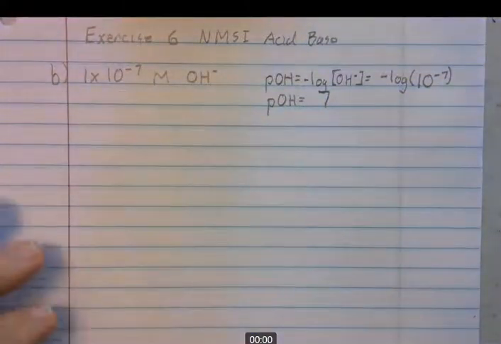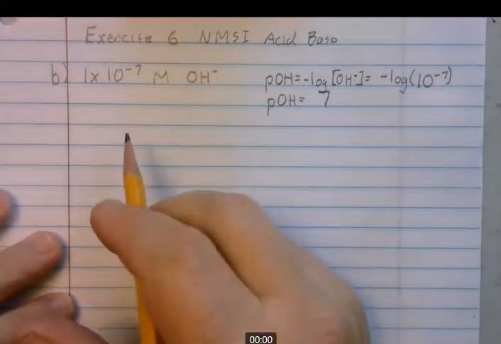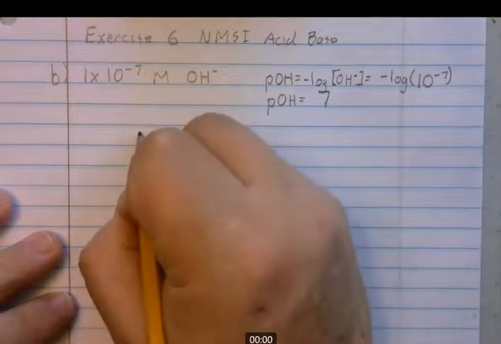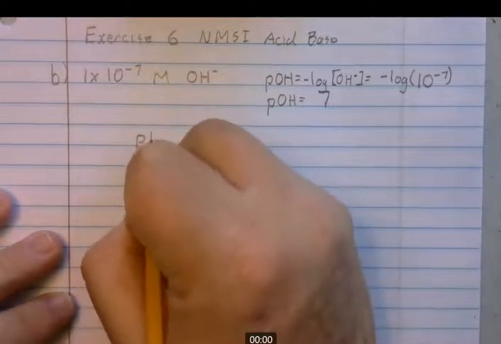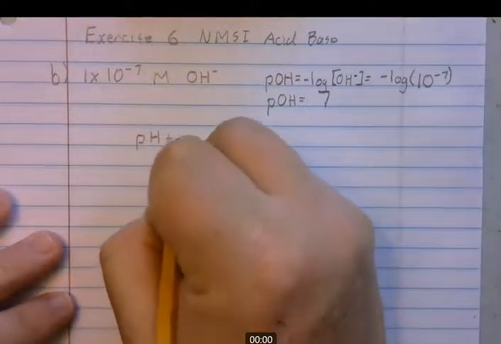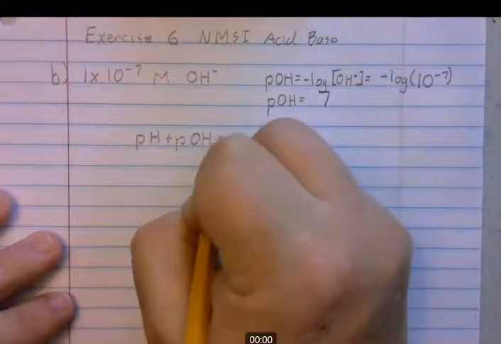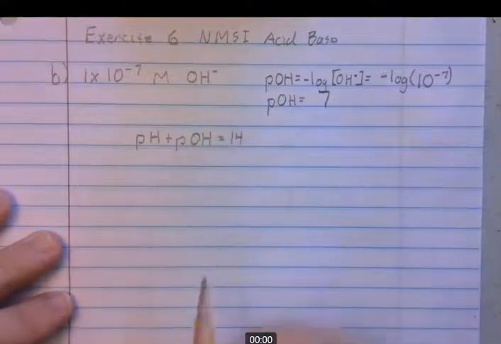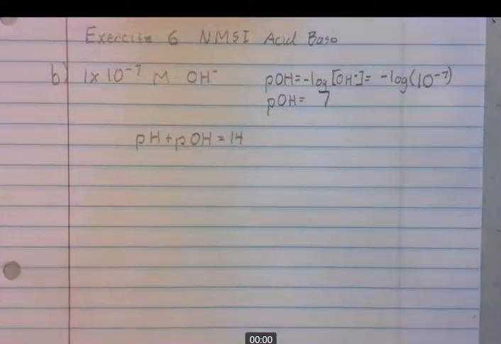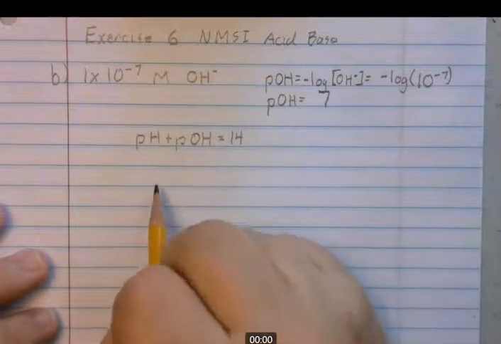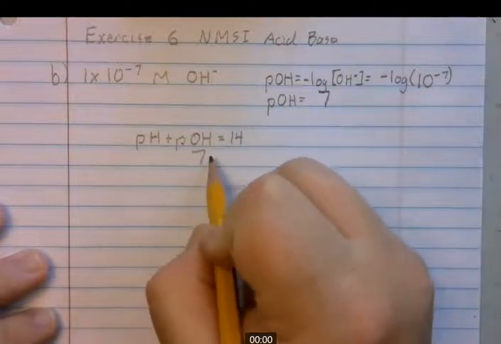Alright, so we got that. So now we're going to take a different route than we did for part A. It's the same steps, it's just doing them in a different order. pH plus pOH equals 14. Again, that's right on your roadmap in the center on the bottom. Okay, so we know that this pOH is 7.